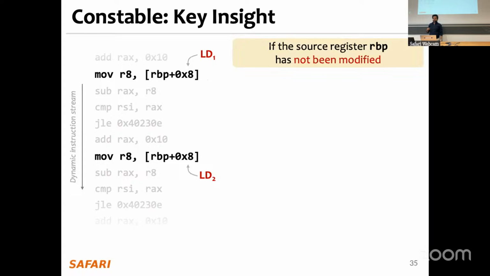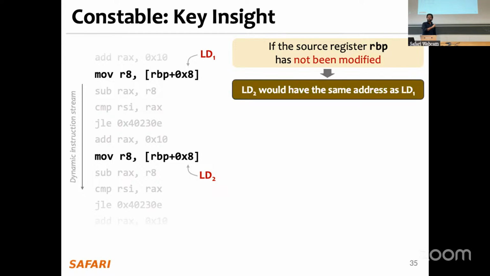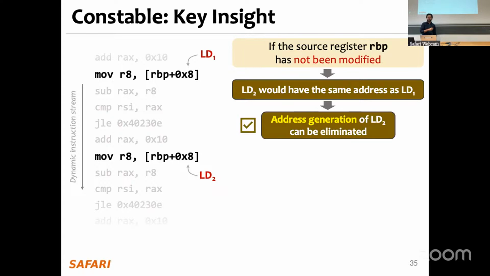So what we can say is that if the source register of this instruction, which is RBP in this case, the register stack base pointer, has not been modified between these two occurrences, it is guaranteed that LD2 is going to have the same address as LD1. So there is a theoretical guarantee. That means the address generation of LD2 can be eliminated without even doing that address generation.